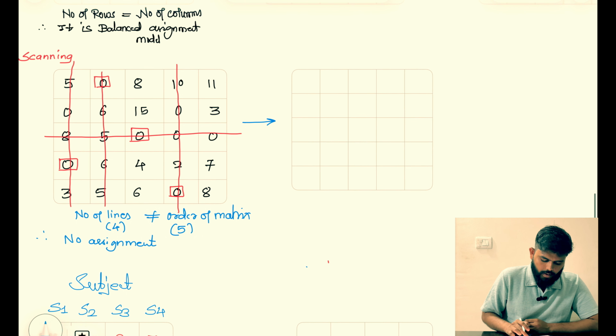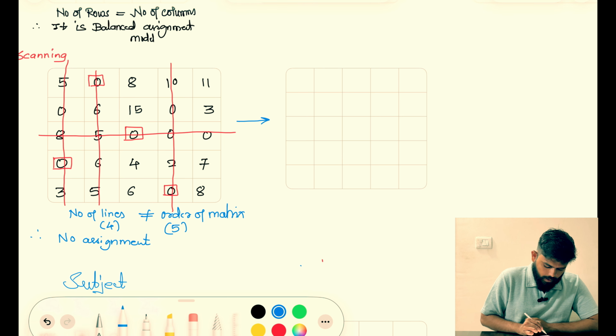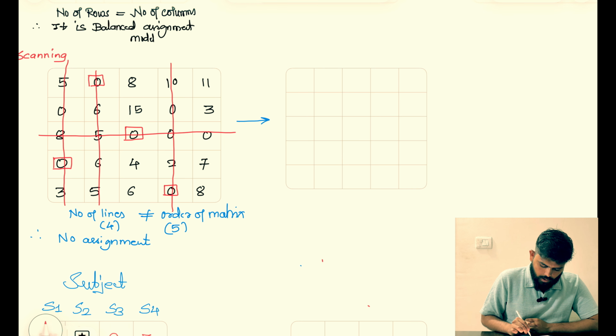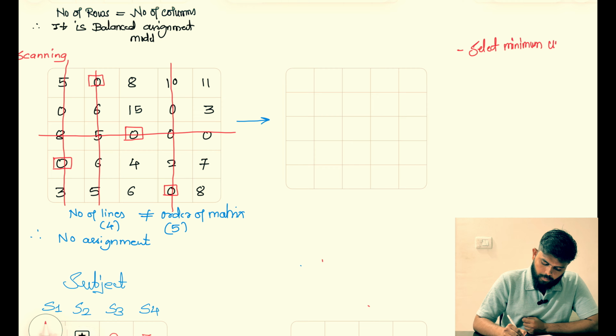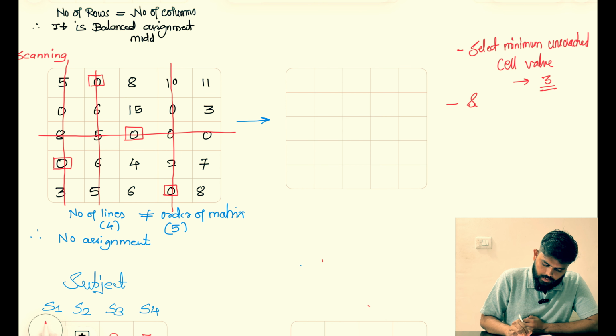Now what are the steps involved in revising? Let's see carefully. There are some points that we should keep in mind. The first point is select the minimum unscratched cell value. Here, for this numerical, the minimum unscratched cell value is 3. Subtract it from all unscratched values.